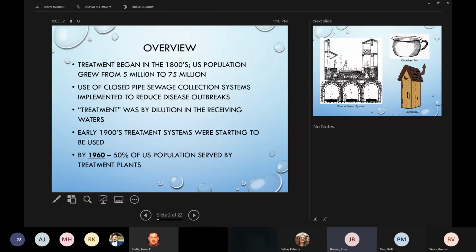The last bullet here is the one that always amazes even me: as recently as 1960, only 50% of the U.S. population was even being served by treatment plants. That was 10 years prior to the Clean Water Act and the Safe Drinking Water Act, which really elevated regulations and the focus on safe drinking water and clean water. Now we're only 60 years removed from that time period. Even though we're advancing in technologies and efforts, we either have to clean what's been dirtied or prevent it from getting any dirtier.